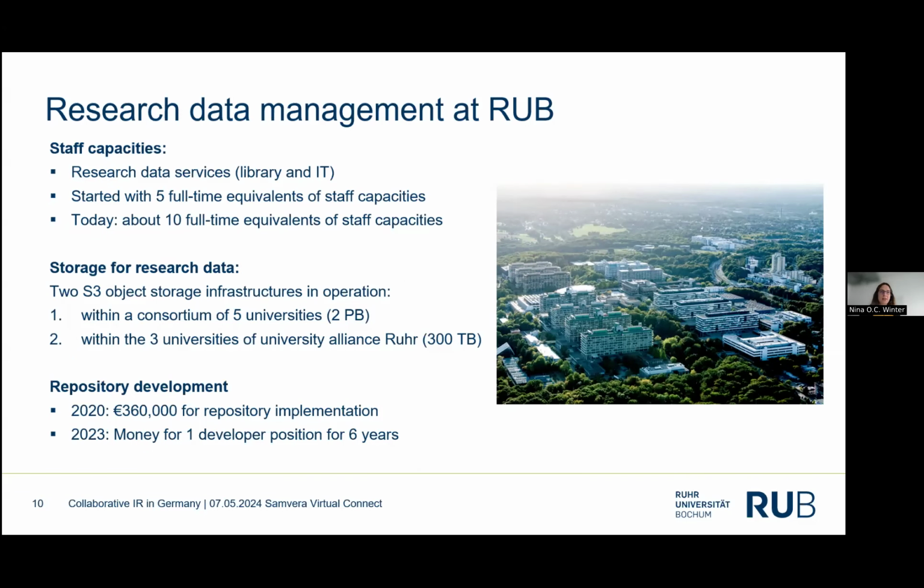And how are we organized within the research data management at RUB? The staff capacities are distributed between the library and our central IT services. We started in 2019 with about 5 full-time equivalents. And today we have risen to about 10 full-time equivalents of staff. Research data storage basically is funded by the German state. So we have a quite large S3 object storage infrastructure with 2 petabytes for the Ruhr University. And this is operated within a consortium of 5 universities within the German state. And in addition, we have a little bit smaller storage infrastructure.